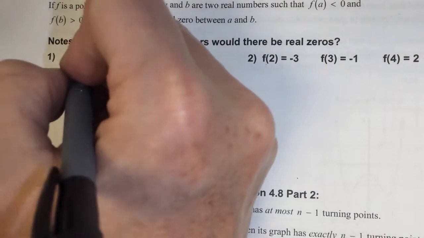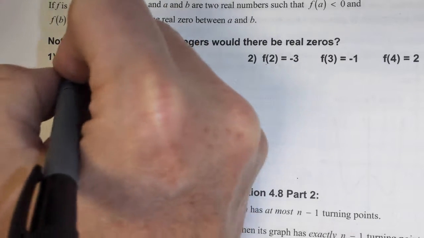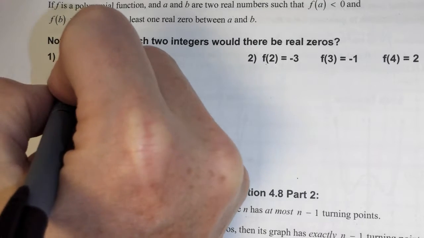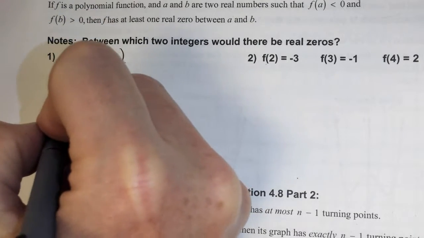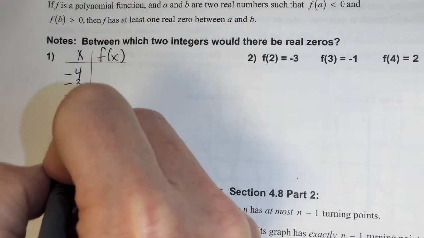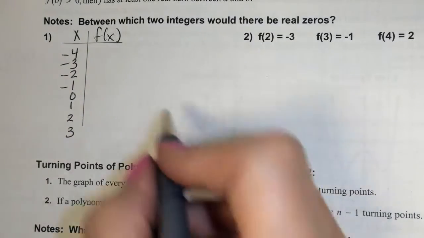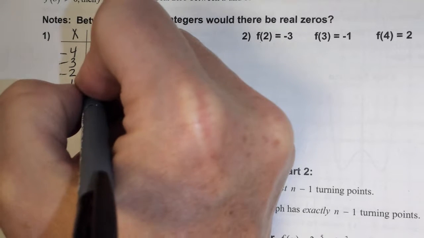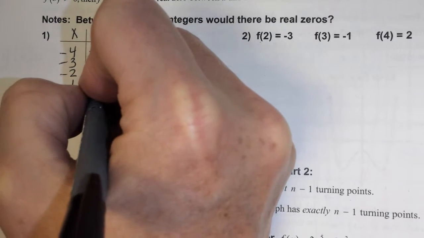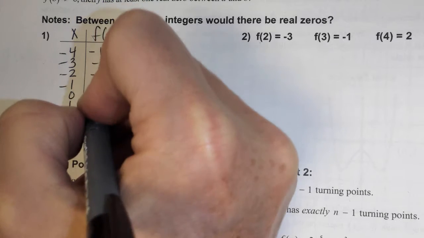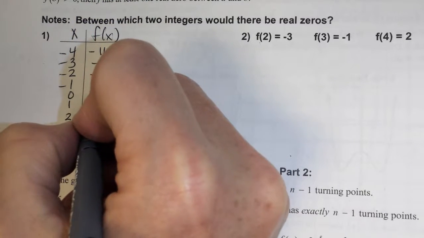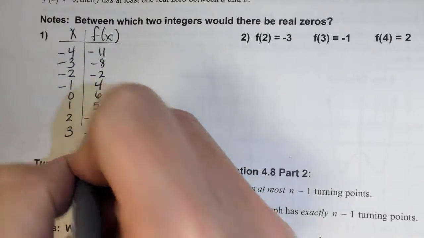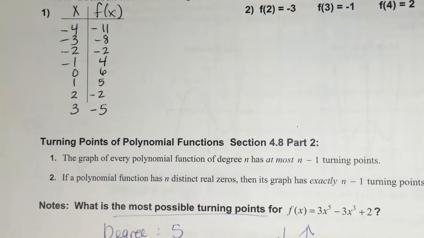Alright, I'm going to write down a bunch of points here. This is x and this is f of x. Let's do negative 4, negative 3, negative 2, negative 1, 0, 1, 2, 3. Alright, and I'm going to put down some y values. Negative 11, negative 8, negative 2, 4, 6, 5, negative 2, negative 5. I'm just making up some random numbers here.